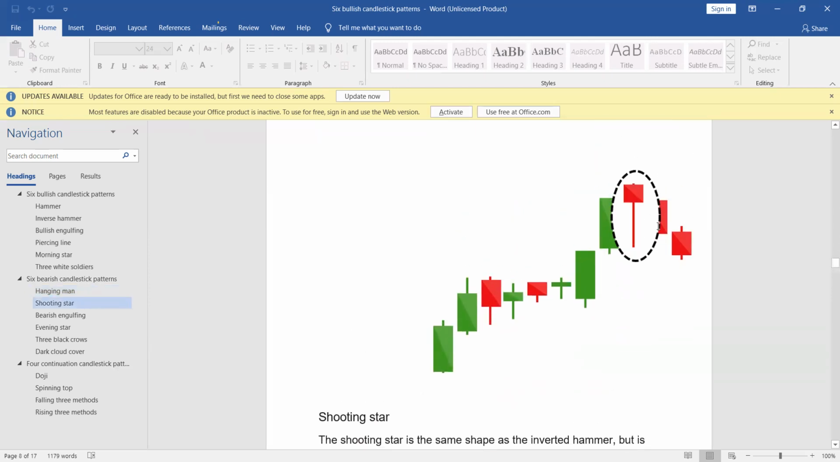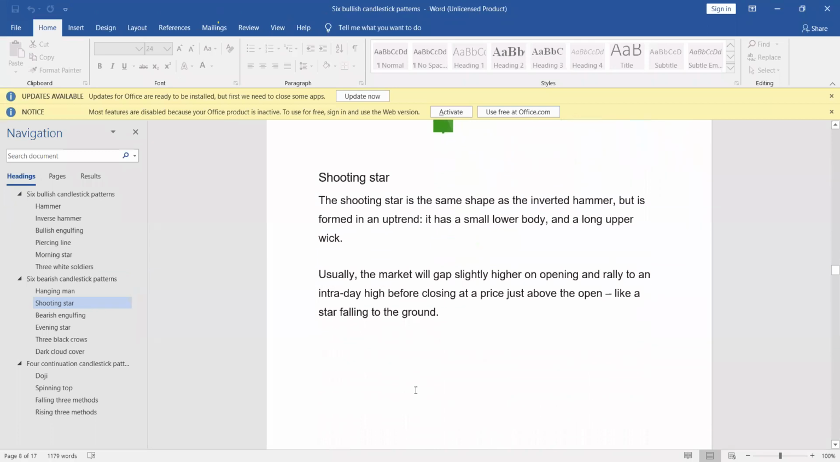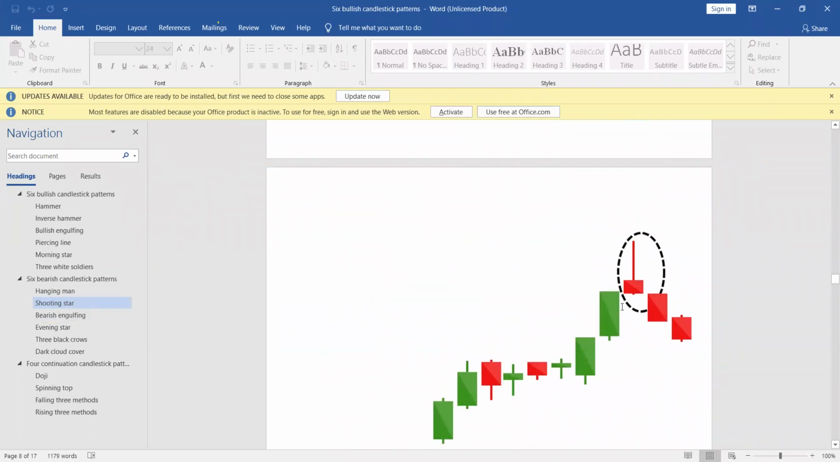So this is the hanging man. We have the shooting star. I hope everyone can actually hear me all right. We have the shooting star. So this is the shooting star.